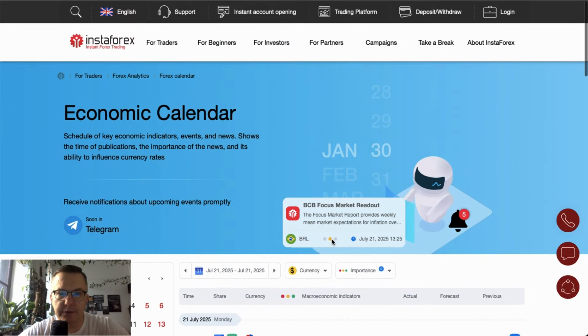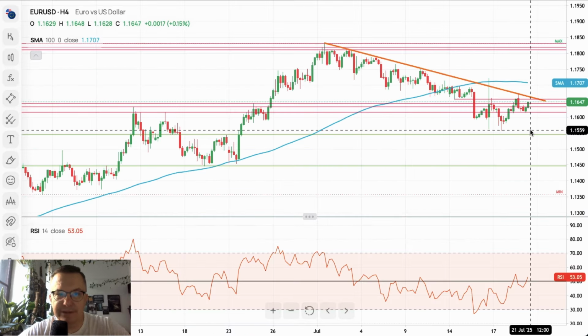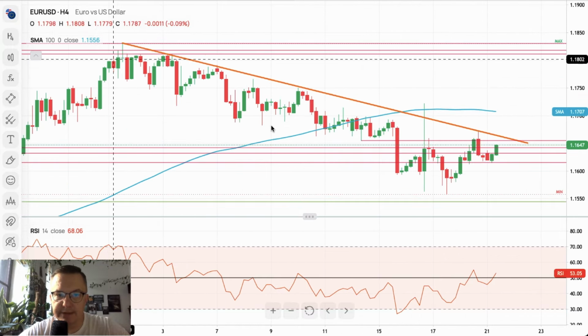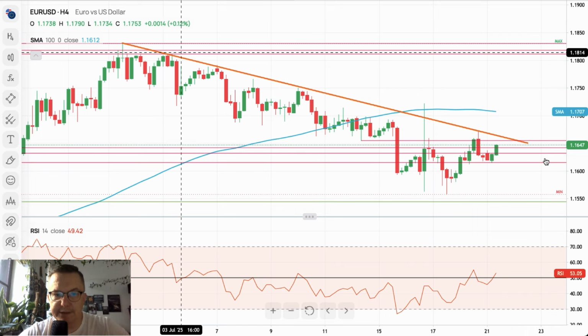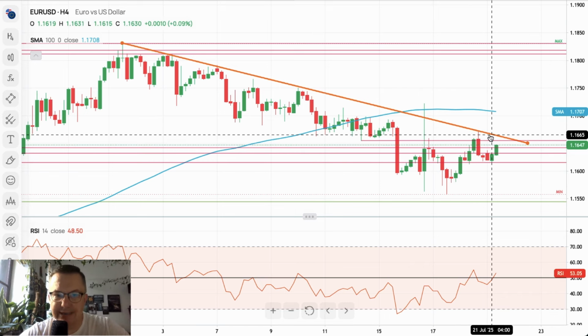We start with euro dollar. The beginning of the new week starts on a positive note for the euro dollar, but on the 4-hour time frame chart we can still see that we are trading below the trend line. This trend line was hit multiple times, so definitely market participants see this trend line, they react on this trend line, which is why this is a very important technical tool right now.